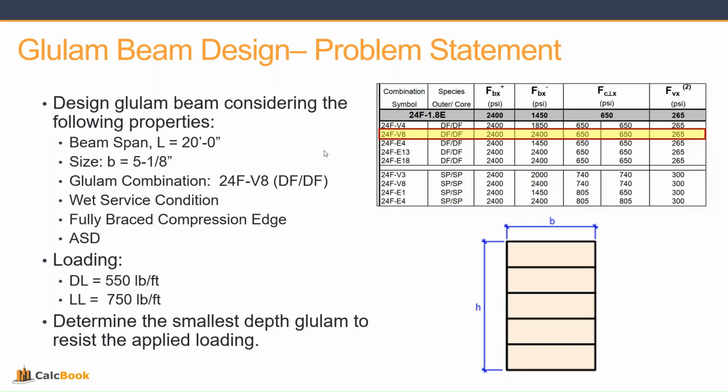Our loading, we have a distributed dead load of 550 pounds per foot, a distributed live load of 750 pounds per foot. And like we said earlier, we want to determine the smallest depth possible, the most economic depth of the Glulam to resist the applied loading. So let's go ahead and open up CalcBook, and we'll get started on the design.